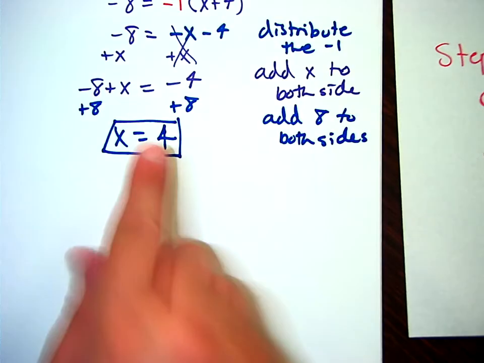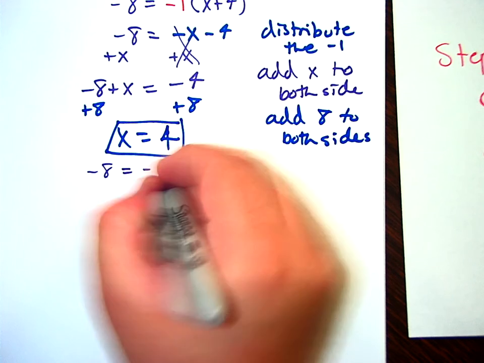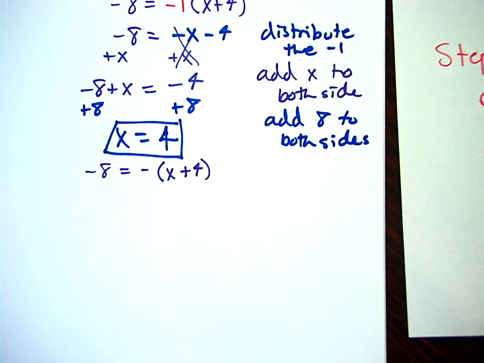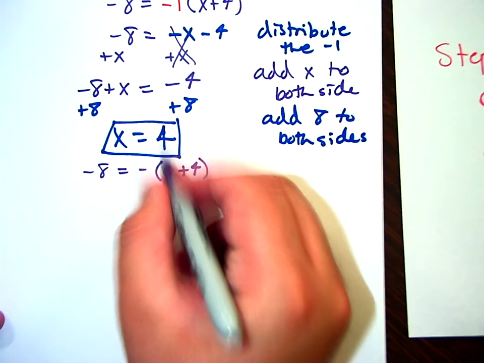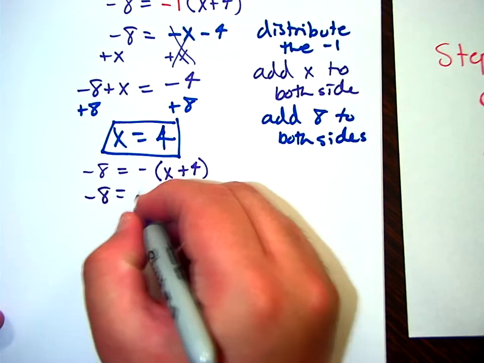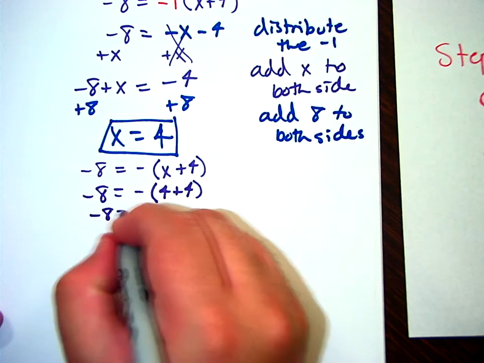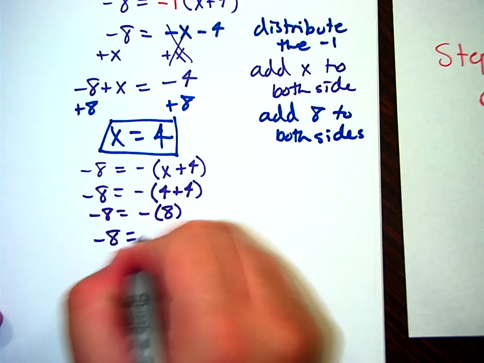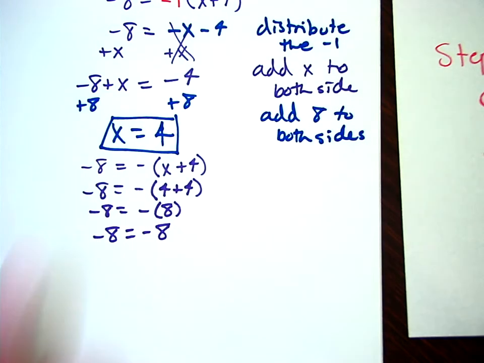Okay, I'm going to take this variable, look at my original equation, negative 8 equals negative x plus 4. Okay, and we're going to check it. So I'm going to plug in that 4 where x is. Negative 8 equals negative 4 plus 4, which is negative 8 equals negative 8. Negative 8 does indeed equal, or is the same as negative 8, so we know that that's our correct answer.